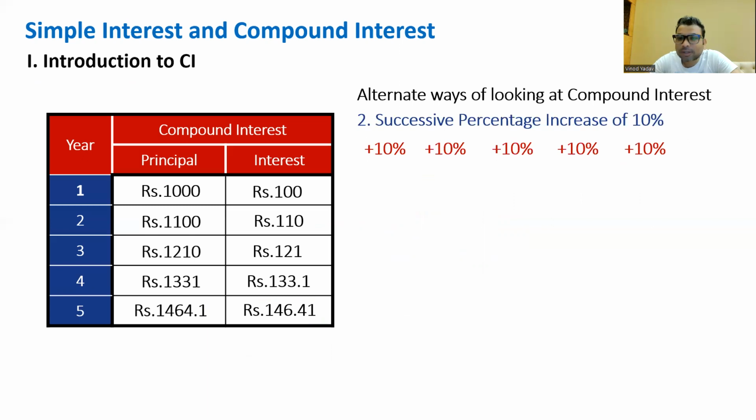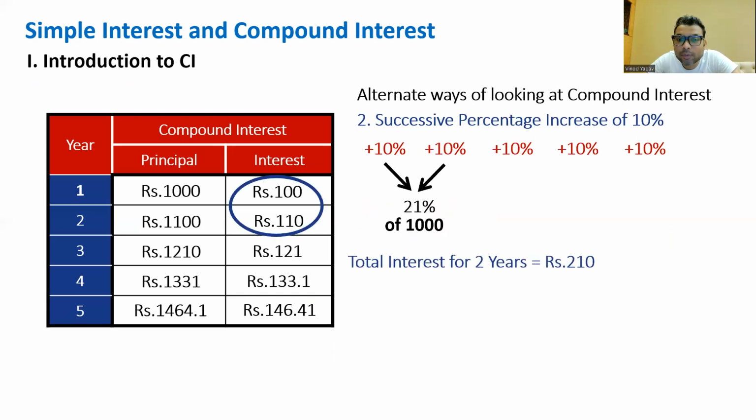Successive percentage change. If you remember in the last topic, we have done it, that A plus B plus AB by 100. Yes. So first 2 years, if you see effectively, totally it is giving us A plus B plus AB by 100. So 10 plus 10 plus 10 into 10 by 100. So ultimately 21%. What is 21% of 1000? 210, right? 210. And you can verify. See, first year's interest is 100 rupees. Second year's interest is 110 rupees. So total 210 rupees. Simple, isn't it?